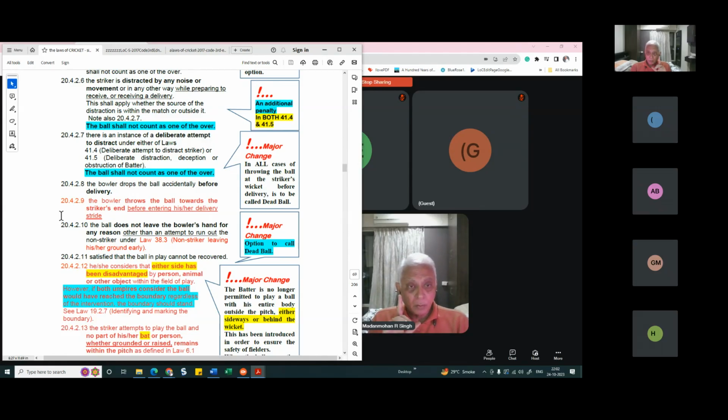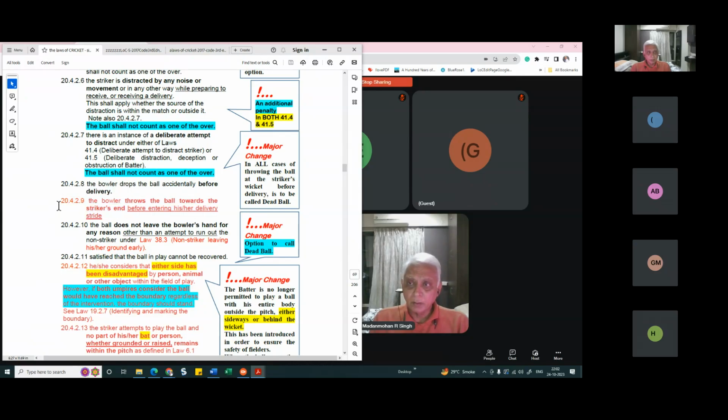If the bowler throws the ball at the striker's wicket in his delivery stride, it is a no ball. That is a throw, a no ball. But before entering his delivery stride, if he throws it in an attempt to run out the striker, it's dead ball. It's a dead ball. Remember that.